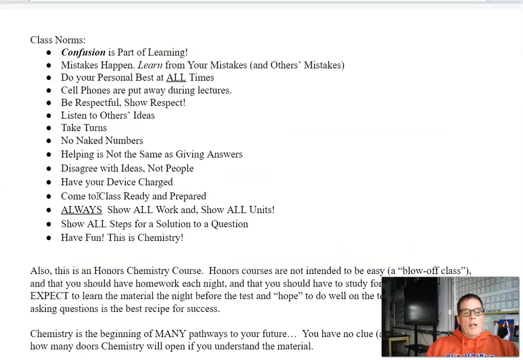And here are some class norms. Some of the class norms that I have on here: confusion is part of learning. I hate to say it, but you guys don't know everything. That is how you learn, by being confused and wondering what in the world's going on here. The second one, mistakes. You've got to learn from your mistakes. You are not perfect. I'm not perfect. But that's how we learn, by making a mistake and then not doing it again. There's a lot of things on here that I know you've heard before. This one probably doesn't make any sense, but about the second week it will. So don't worry about that one right now.